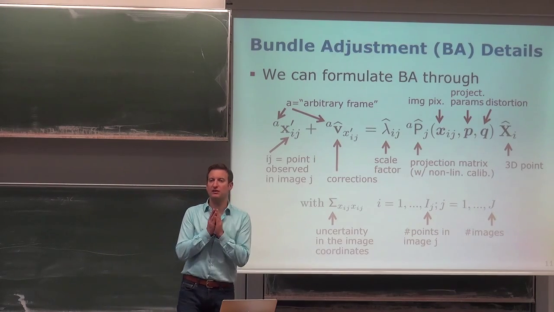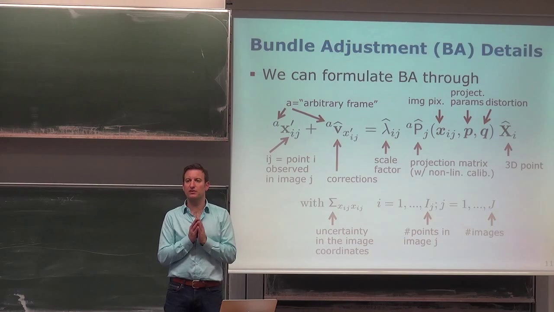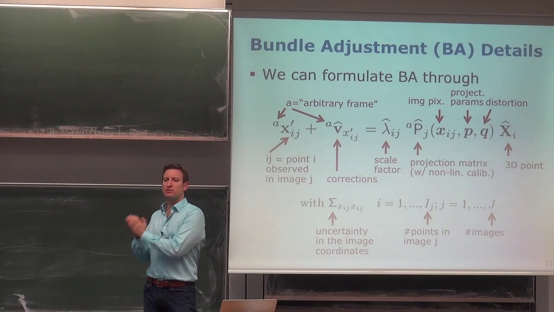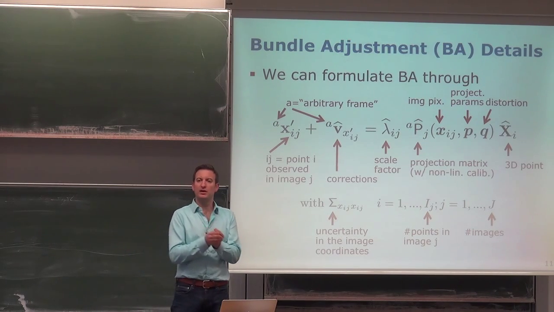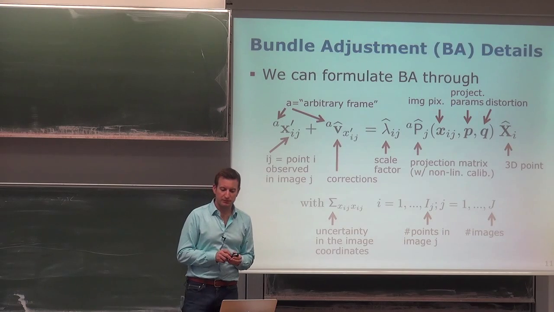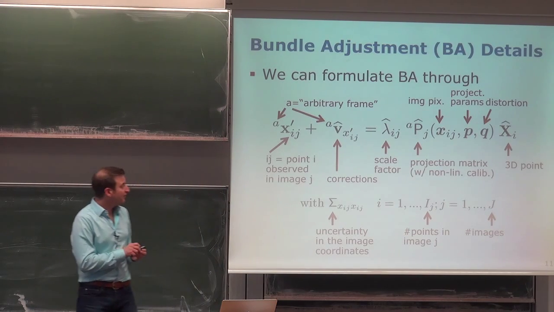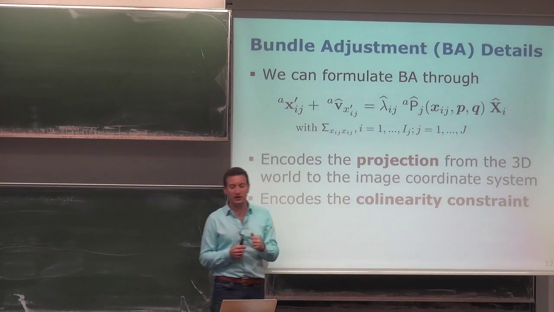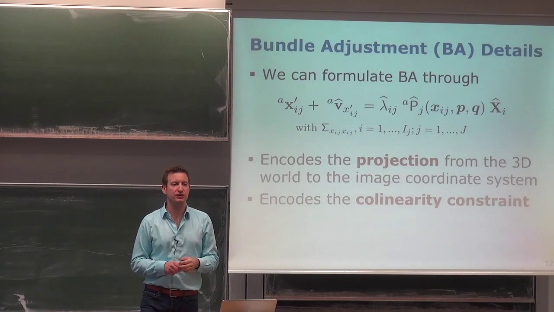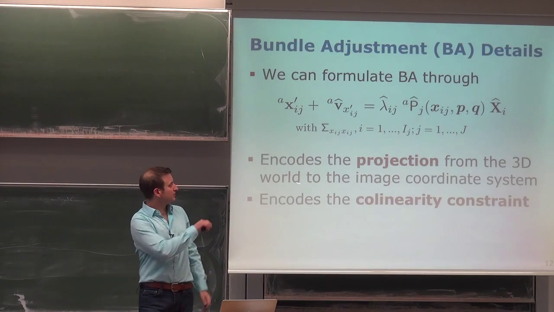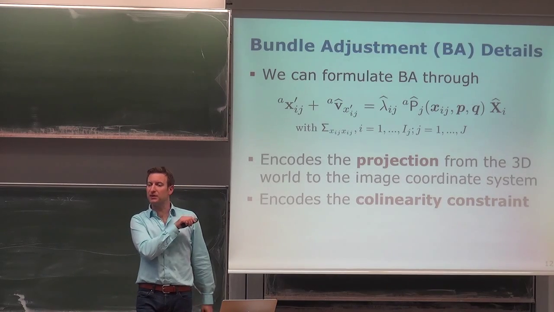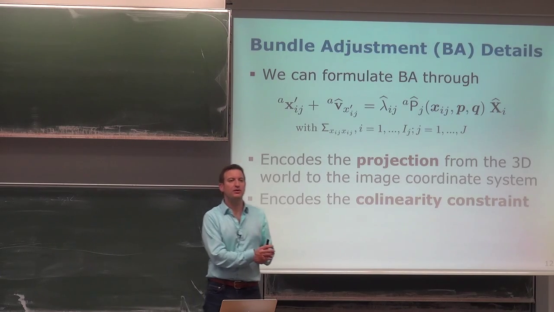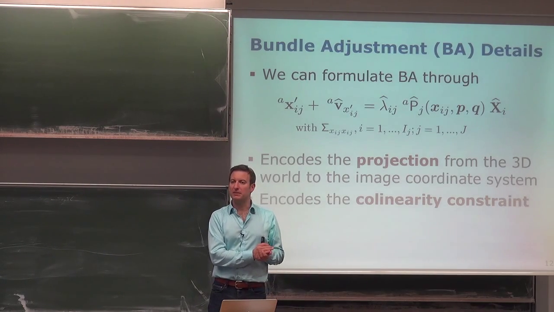Okay, is this equation clear in what it is doing? It's basically the process of how my camera projects a point from the 3D world into the camera. And this equation actually encodes two things. It encodes the projection from the 3D world into my image coordinate system, the arbitrary image coordinate system that I may be using. This was probably rather clear from the equations because we have our projection matrix in here, and you know how the projection from the 3D world to my camera frame works.